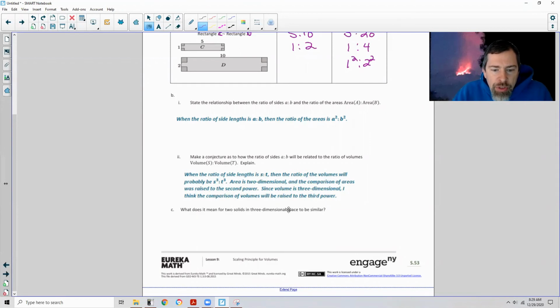What does it mean for two solids in three-dimensional space to be similar? Okay, it means that a sequence of basic rigid motions and dilations maps one figure onto the other.